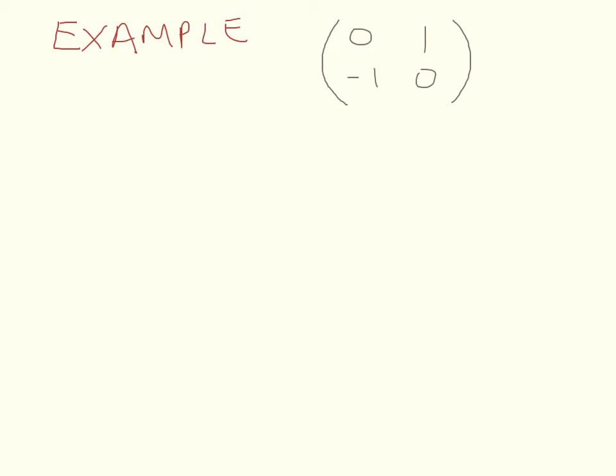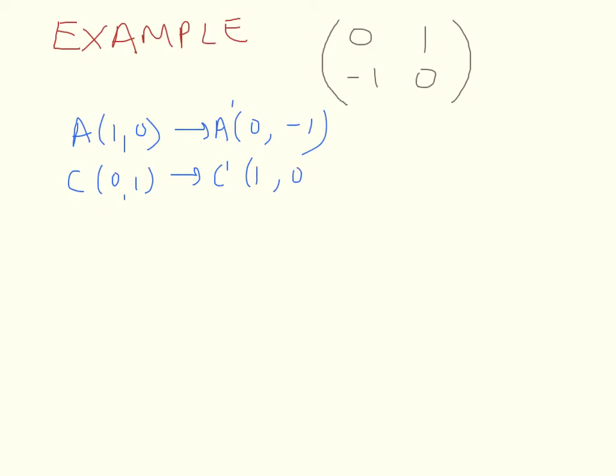This is all you'd have to write. We can see straight away that the point A, 1, 0, would go to 0, -1 because of the first column of the matrix. We know that the point C would be transformed to 1, 0, the second column of the matrix, and we draw 2 diagrams.